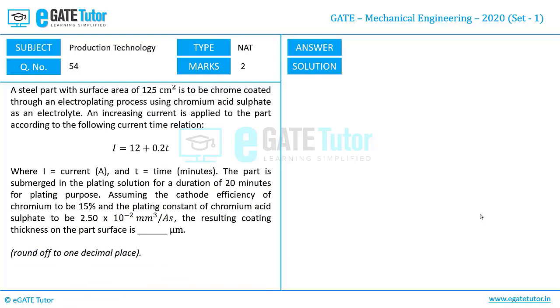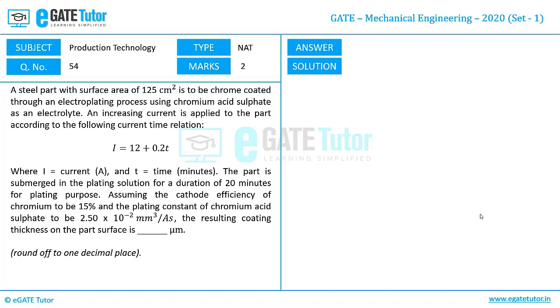A steel part with a surface area of 125 cm² is to be chrome coated through an electroplating process using chromium acid sulfate as an electrolyte. An increasing current is applied to the part according to the following current-time relation: I = 12 + 0.2T, where I is the current in amperes and T is time in minutes. The part is submerged in the plating solution for a duration of 20 minutes for plating purposes.